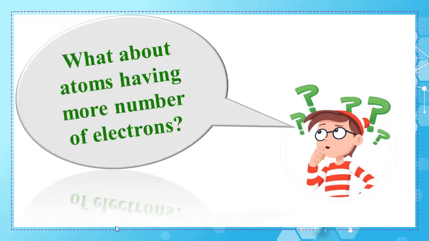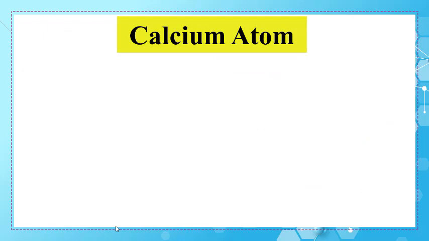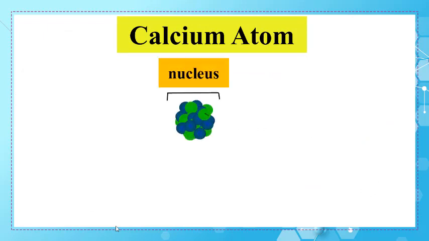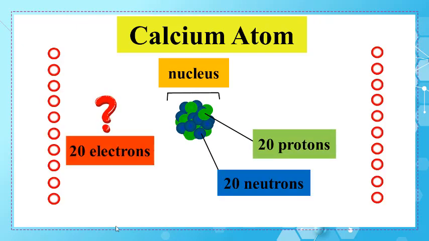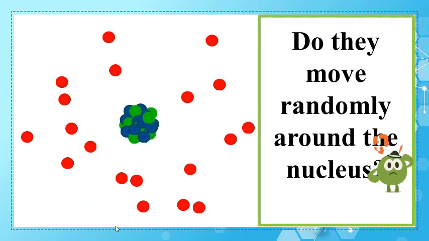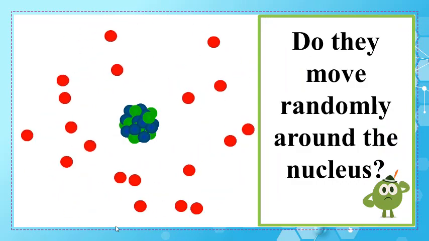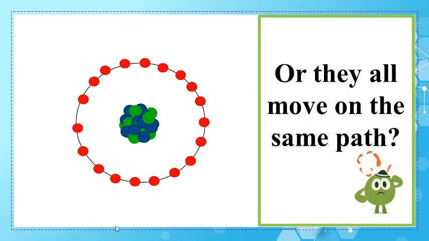But what about atoms having more number of electrons? Let's consider a calcium atom. In the nucleus of this atom, we have 20 protons and 20 neutrons. But what about the 20 electrons? Do they move randomly around the nucleus? Sure not. Also, they don't move on the same path.